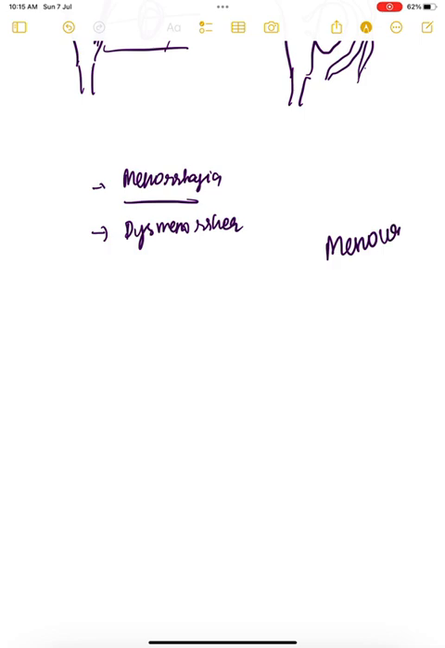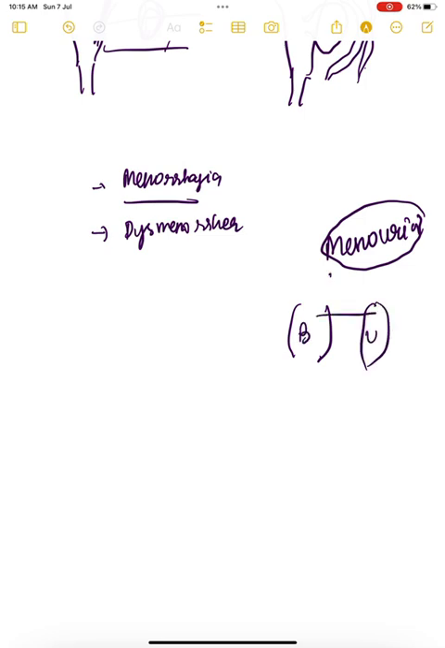What is menouria, my dear friends? Menouria means there is a connection between the uterus and the bladder. See, this is the bladder, this is the uterus. Between the uterus and bladder there is a connection. So when she is menstruating, even the urine is passing. That is called menouria. This is not seen in fibroid.